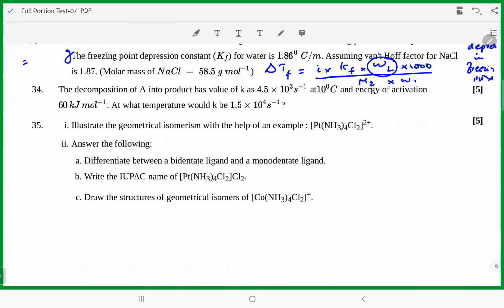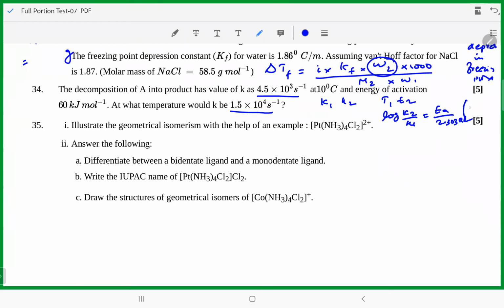The decomposition of A into product has a value of K of 4.5 into 10 power 3 per second at 10 degree. The activation energy is given in kilojoule. At what temperature would K be 1.5 into 10 power 4 per second? So they have given two temperatures, K1 and K2 at T1 and T2. So you can use this equation: log of K2 by K1 is equal to Ea by 2.303 R into T2 minus T1 divided by T1 into T2.